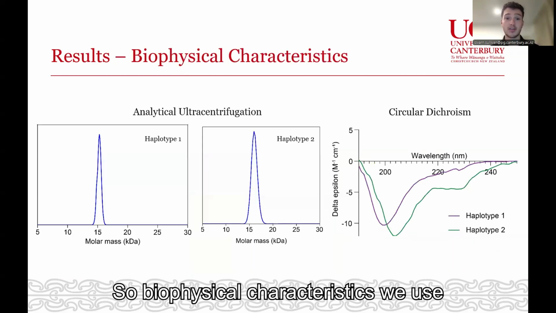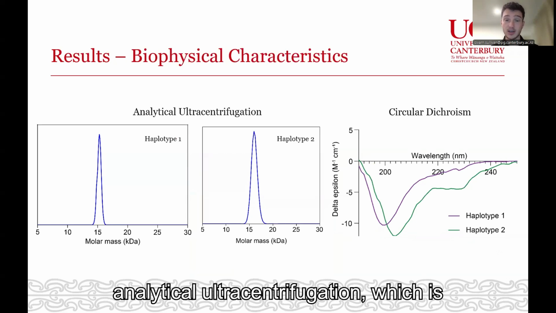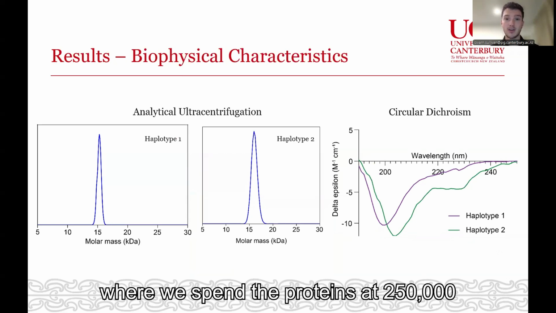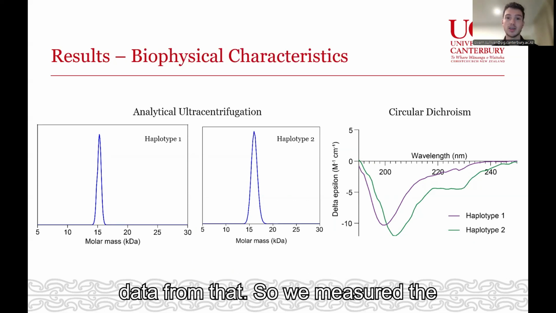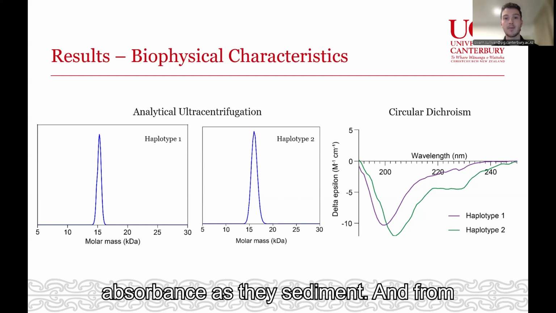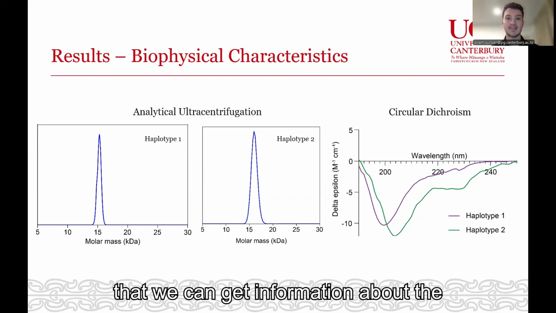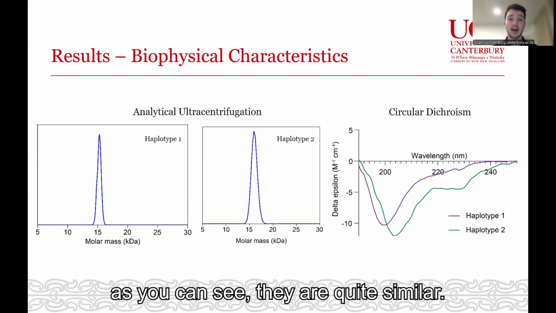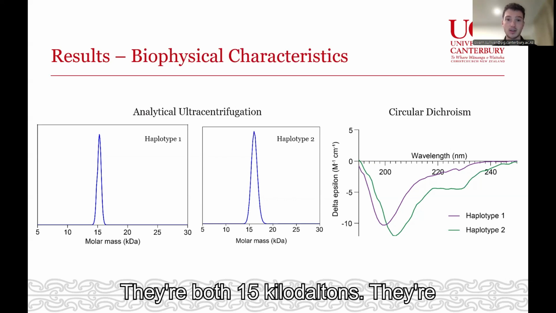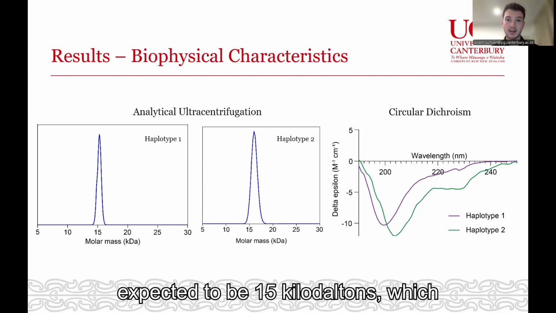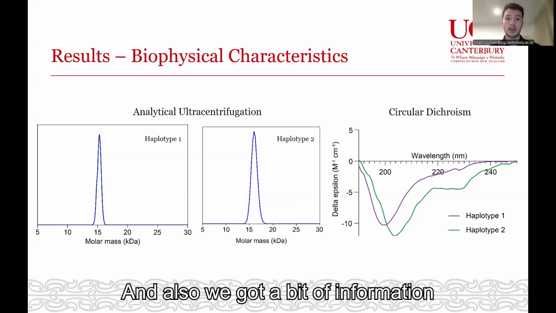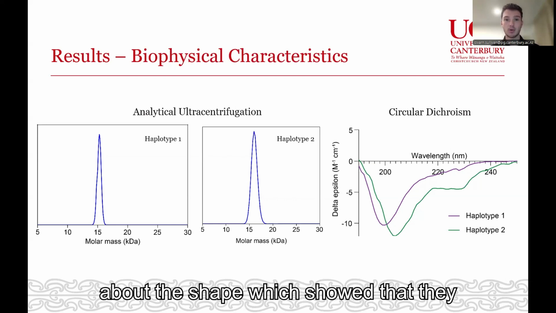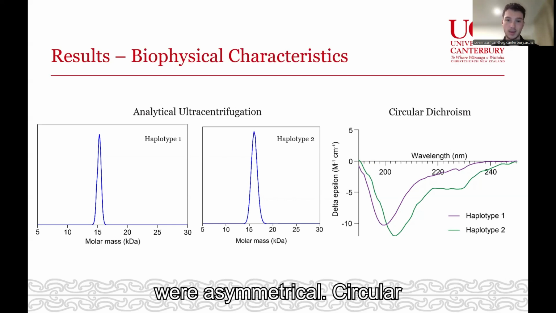So biophysical characteristics, we use analytical ultracentrifugation, which is where we spin the proteins at 250,000 times gravity and we get sedimentation data from that. So we measure the absorbance as they sediment. And from that, we can get information about the mass and the shape of these proteins. And as you can see, they're quite similar. They're both 15 kilodaltons. They're expected to be 15 kilodaltons, which means they're monomeric, they're pure, and also we got a bit of information about the shape, which showed that they were asymmetrical.